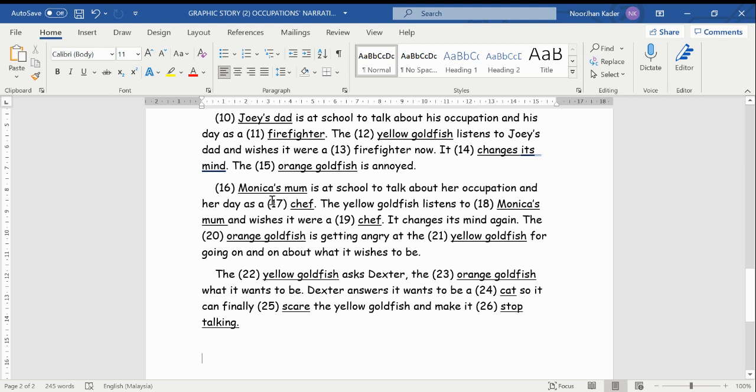Third paragraph. Monica's mom is at school to talk about her occupation and her day as a chef. The yellow goldfish listens to Monica's mom and wishes it were a chef. It changes its mind again. The orange goldfish is getting angry at the yellow goldfish for going on and on about what it wishes to be. Okay, the last paragraph. The yellow goldfish asks Dexter, the orange goldfish, what it wants to be. Dexter answers it wants to be a cat so it can finally scare the yellow goldfish and make it stop talking.